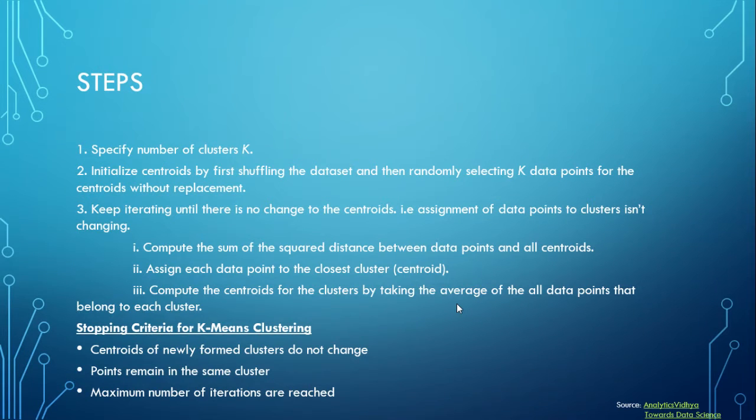And this new value will now be your new centroid. Then again, you will go through the step of computing the sum of squared distance between the data points and this new centroid, and then assigning the data point to the closest cluster, and then again calculating the centroid. So you keep repeating this process until the centroids of the newly formed clusters do not change, the points remain in the same cluster, or the maximum number of iterations has been reached.